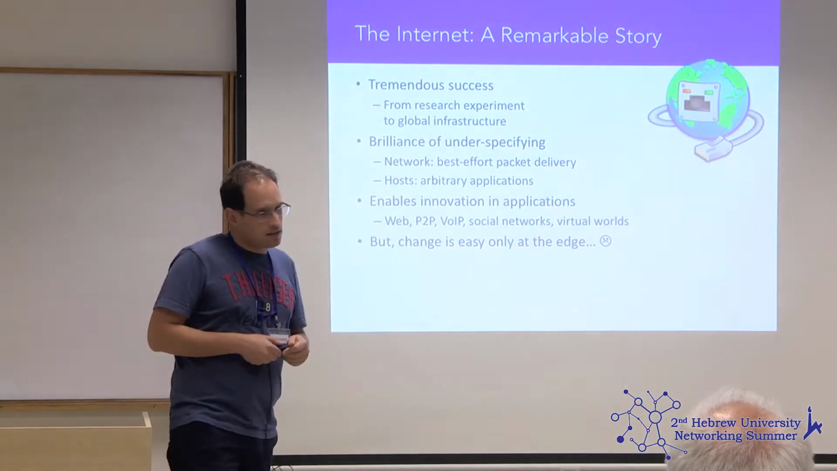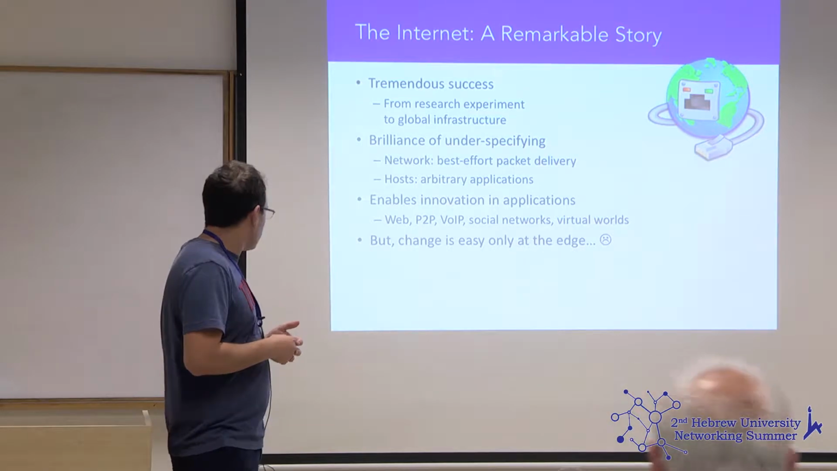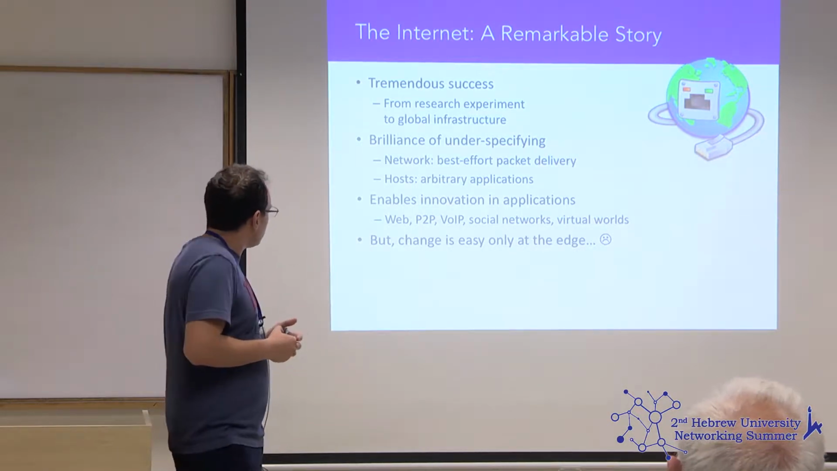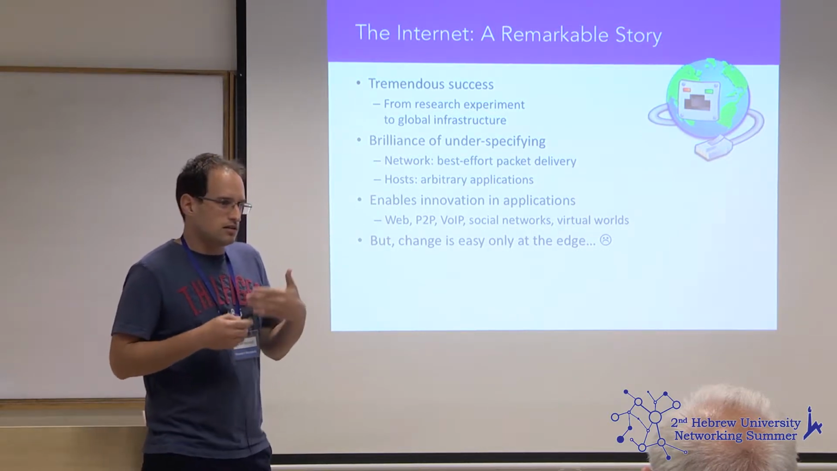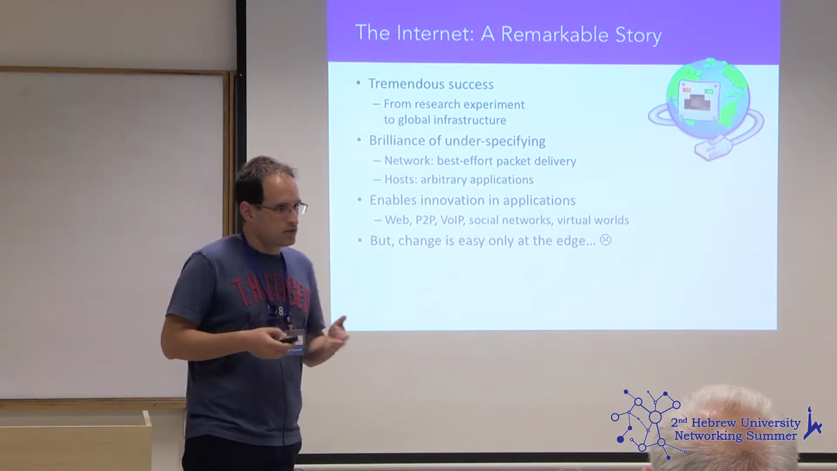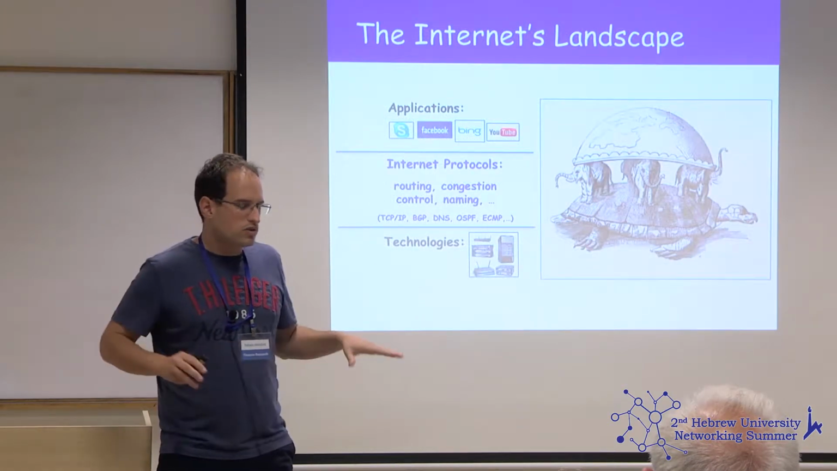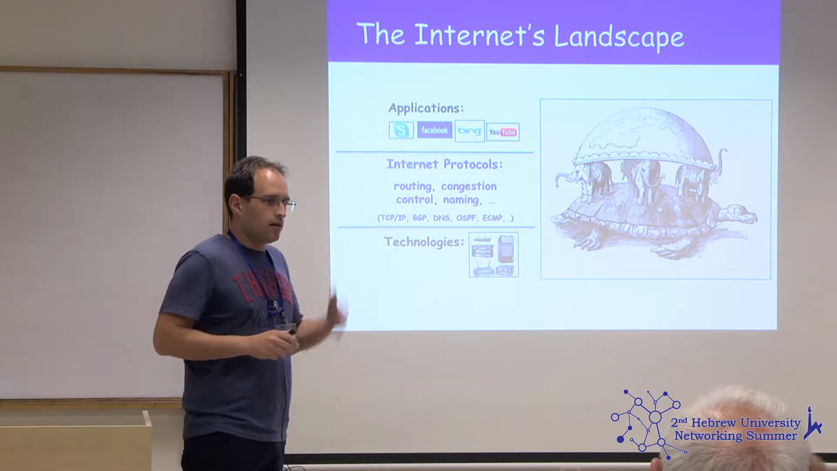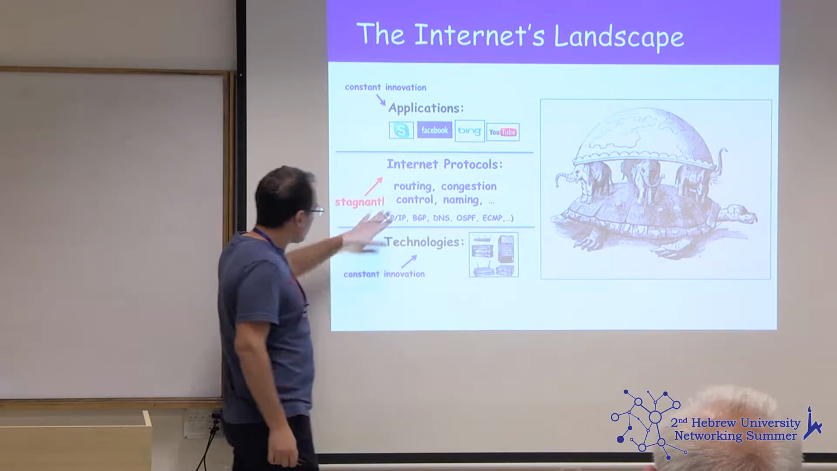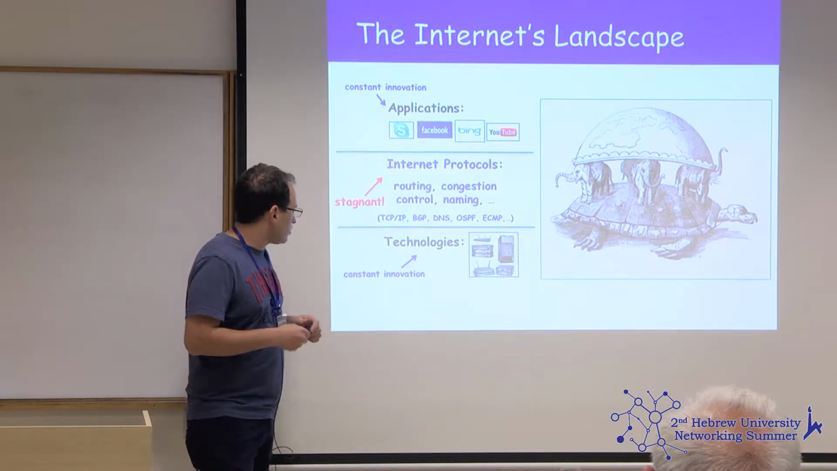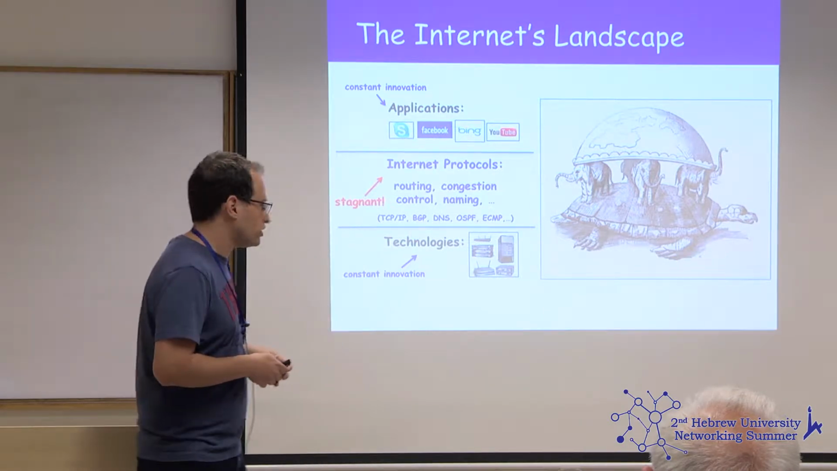So the internet is a remarkable success, and we all know that. But I'll skip all the details. Changing the internet and adding stuff to the internet is easy only at the edges. It's easy to add applications. It's easy to change the infrastructure. But in between, it's hard to change, and we have stagnation in the protocols. It's hard to change them. Even IPv6 is hard to deploy.